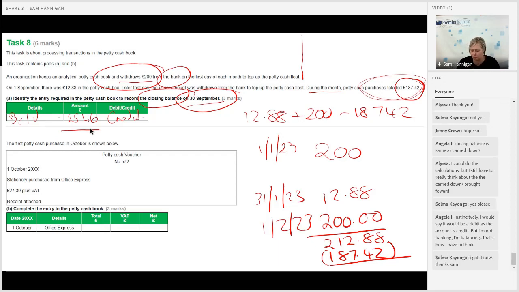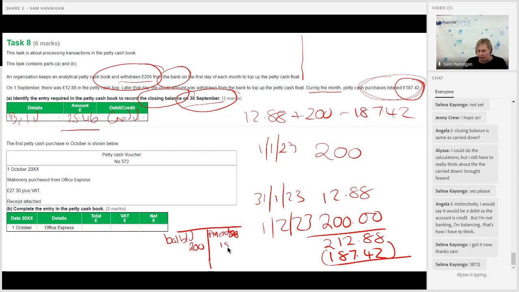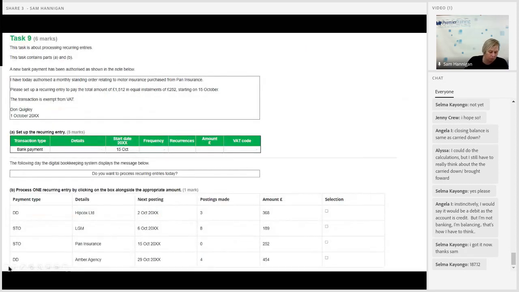Now, what I'm saying is if I'd got a T account here, and I'm going to show you this, this is the easiest way to think about it if you're struggling. So you'd got balance brought down at 200, that went in. You paid out whatever you paid out, which is the difference between that and that, 212.88. What's the difference in that? Can somebody calculate that for me? So £200 minus £12.88 gives me 187.12.